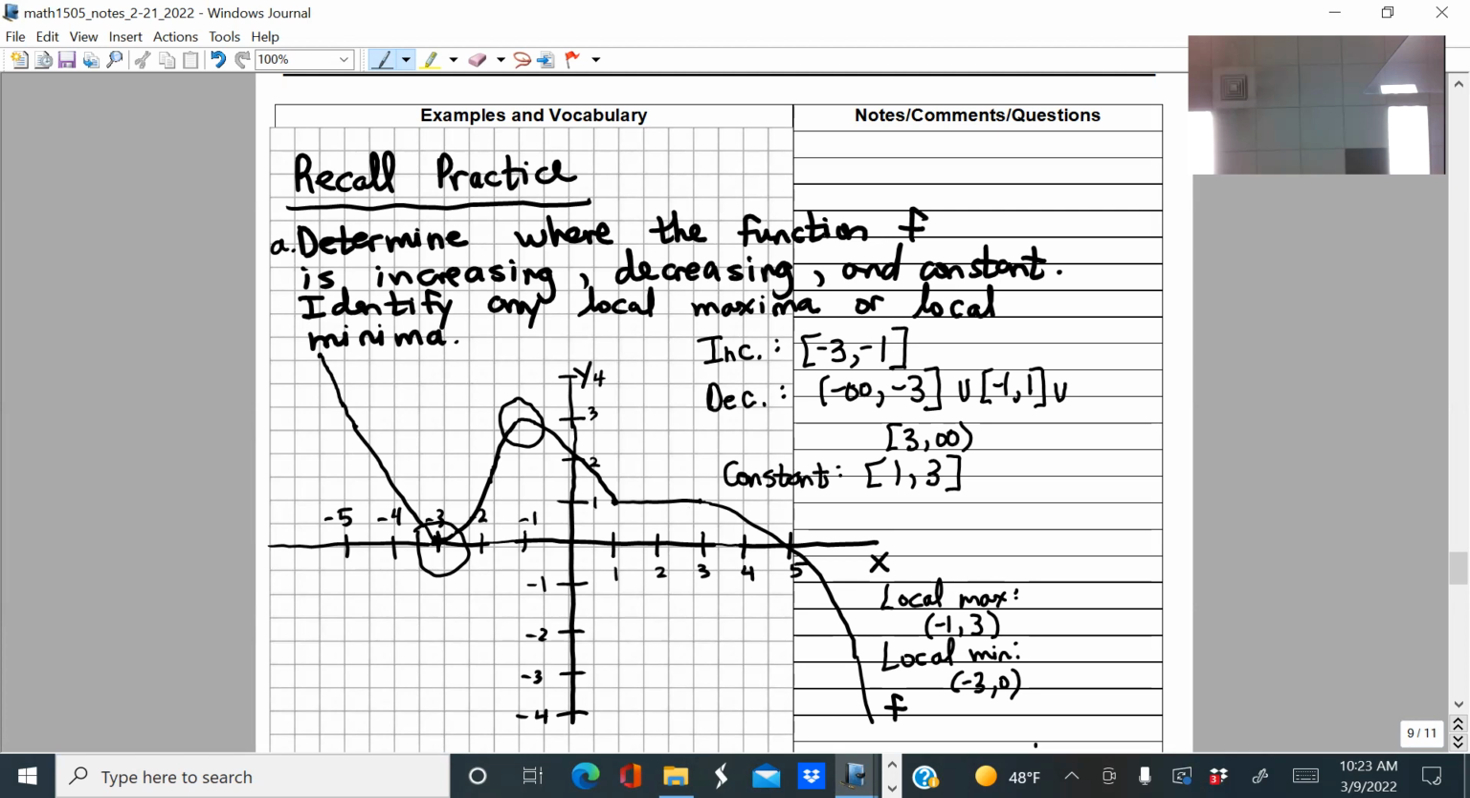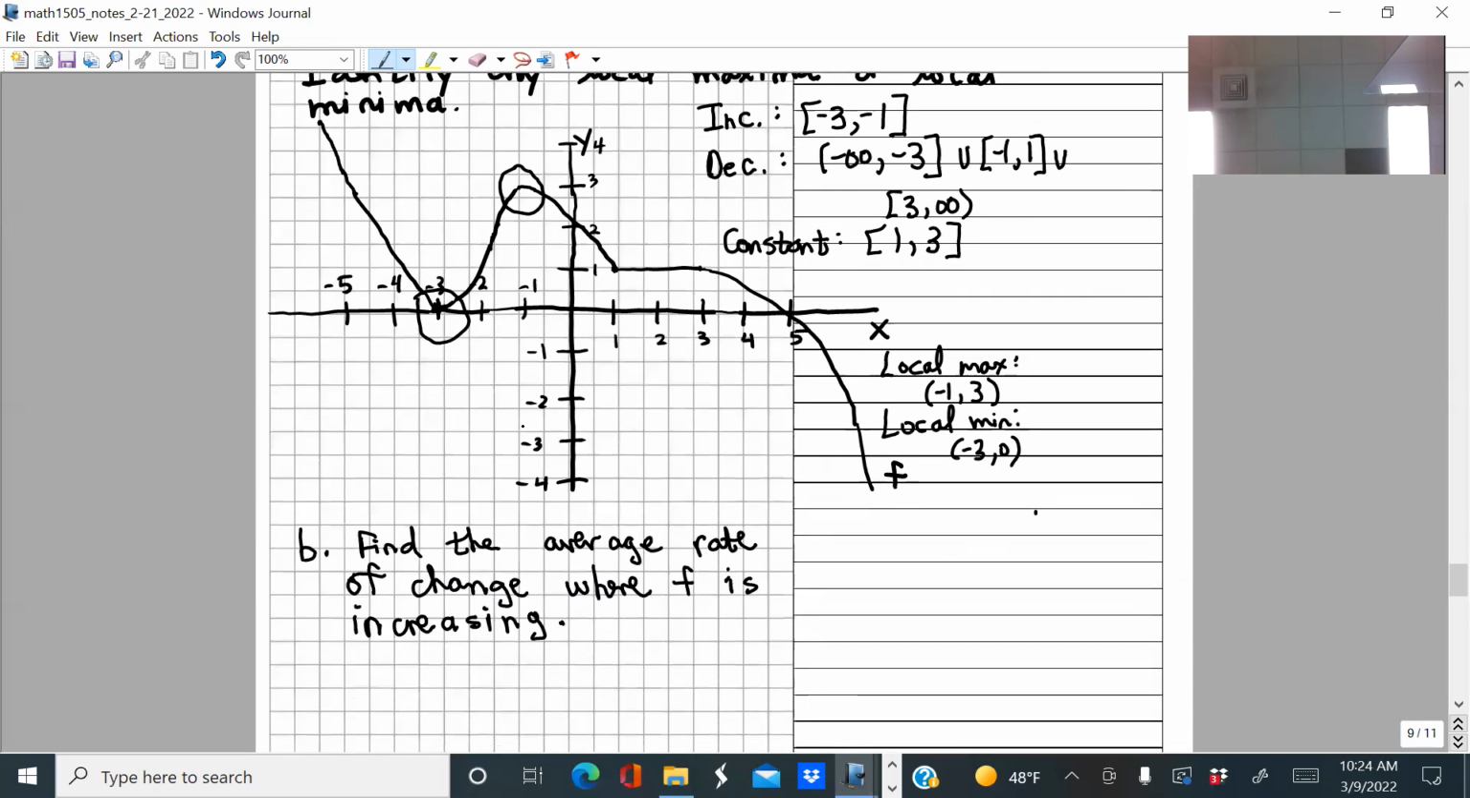Now that we know that this function is increasing over this set, from x equal -3 to x equal -1, I'd like to know how fast it is increasing over that set. So that's my next question. What is the average rate of change where the function f is increasing? So how do we measure how fast that curve is increasing, from x equal -3 to x equal -1? The way we answer that question is by using this quantity called the average rate of change. And that's what I want you to compute here, the average rate of change where it's increasing.